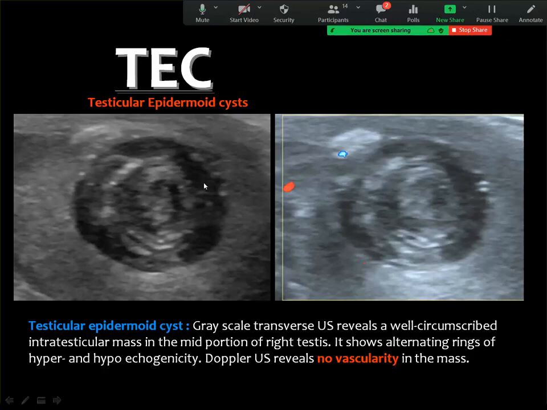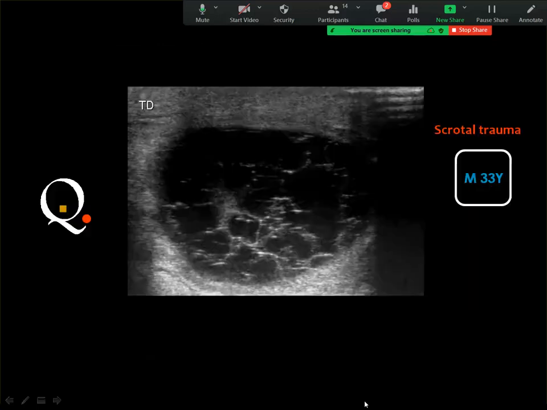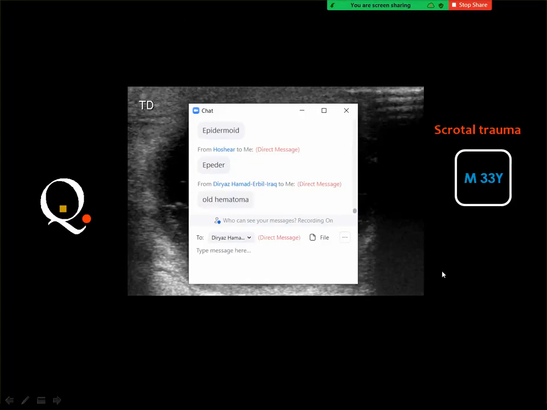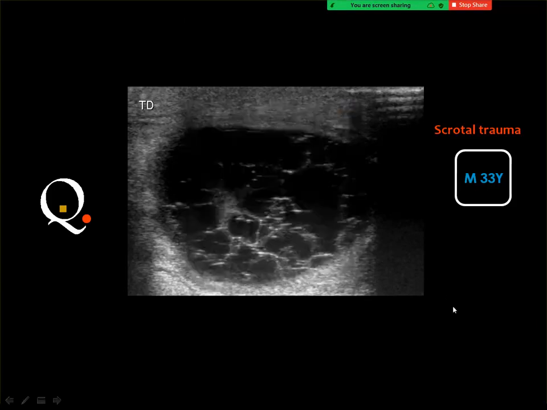Then this is a testicular epidermoid cyst, classic appearance, whorly or onion ring-like configuration with no vascularity on Doppler scan. Next case is a patient with history of scrotal trauma. He is 33 years old. Yes, and this is scrotal hematoma, the classic appearance.